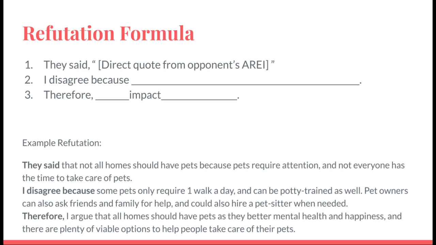You can also take a look at the refutation down below. They said that not all homes should have pets because pets require attention and not everyone has the time to take care of pets. I disagree because some pets only require 1 walk a day and can be potty trained as well. Pet owners can also ask friends and family for help and could also hire a pet sitter when needed. Therefore, I argue that all homes should have pets as they better mental health and happiness, and there are plenty of viable options to help people take care of their pets.